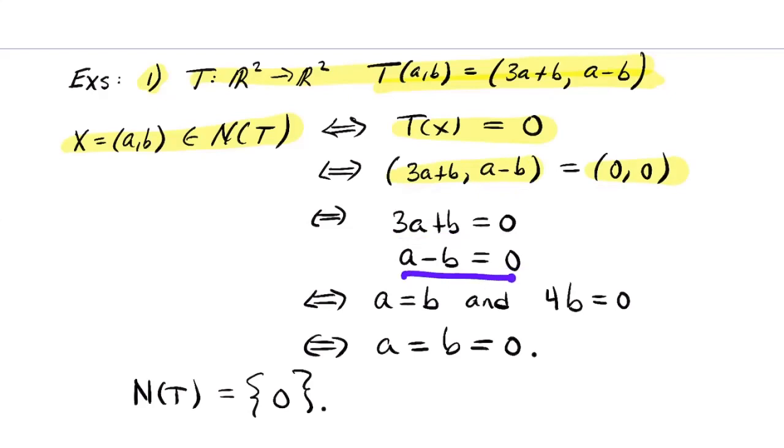Well, a minus b being 0 means that a has to be b. And then the first equation, therefore, says that 4b is 0, which means b has to be 0. So it turns out that if b has to be 0 and a has to be b, then a and b both have to be 0. So the null space of this transformation contains only the 0 vector. I wrote it in vector notation there. If you want to write it as pairs, yeah, the null space of this linear transformation contains only the 0 vector.